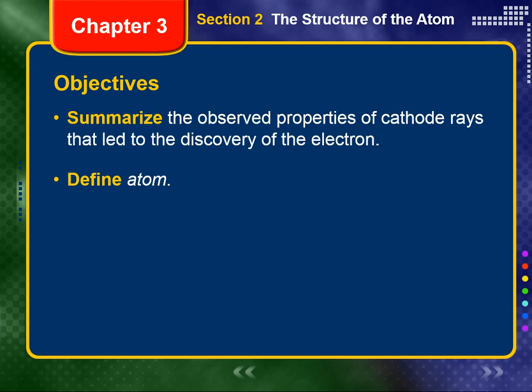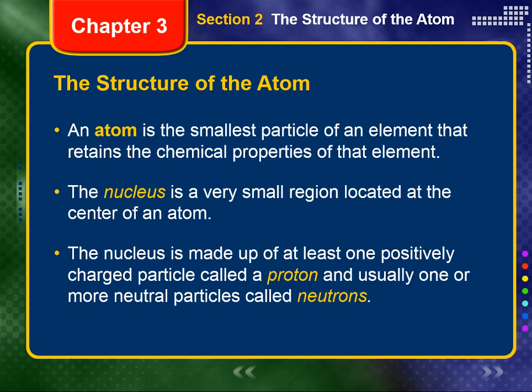At the end of this video, you should be able to summarize the observed properties of cathode rays that led to the discovery of the electron and define atom. Chapter 3, Section 2, the structure of the atom.